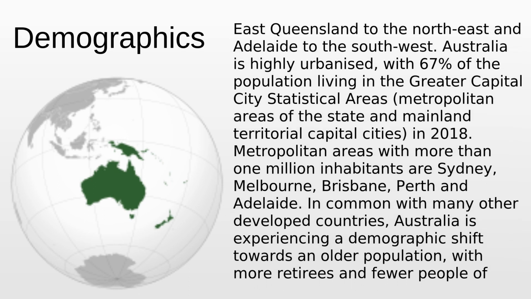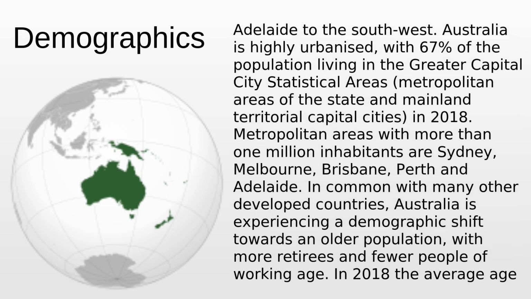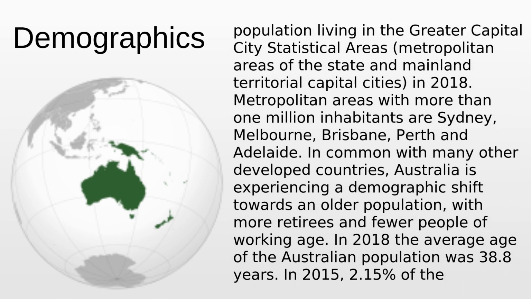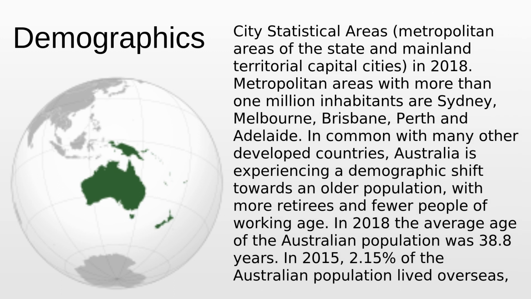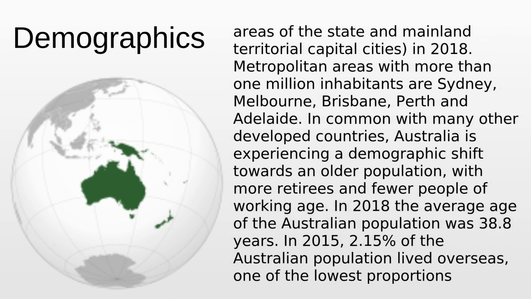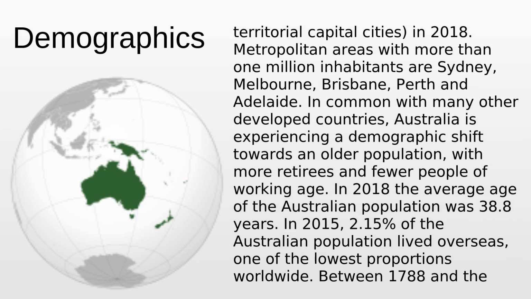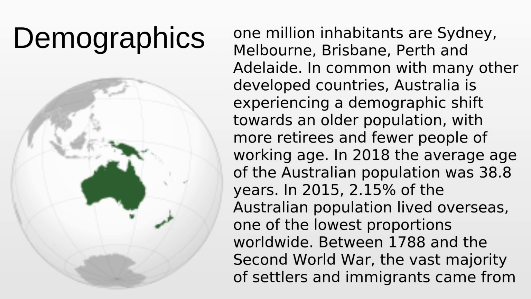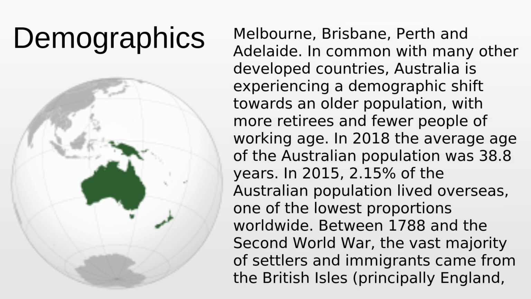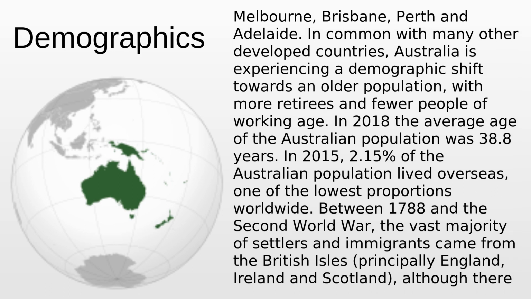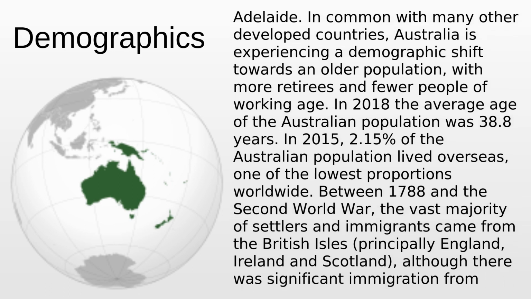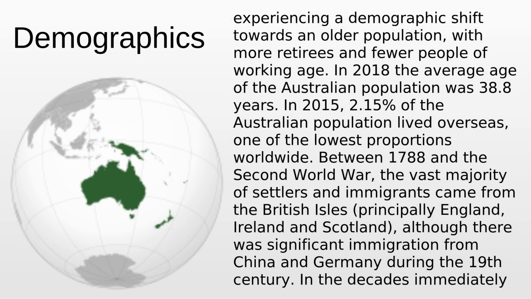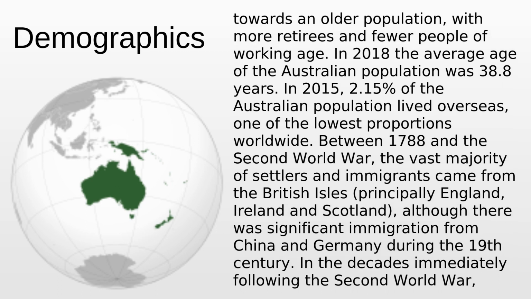Australia is highly urbanised, with 67% of the population living in the Greater Capital City statistical areas, metropolitan areas of the state and mainland territorial capital cities. In 2018, metropolitan areas with more than 1 million inhabitants are Sydney, Melbourne, Brisbane, Perth and Adelaide. In common with many other developed countries, Australia is experiencing a demographic shift towards an older population, with more retirees and fewer people of working age. In 2018, the average age of the Australian population was 38.8 years.